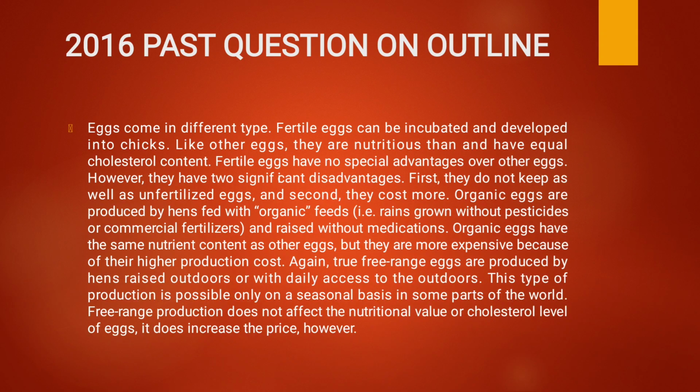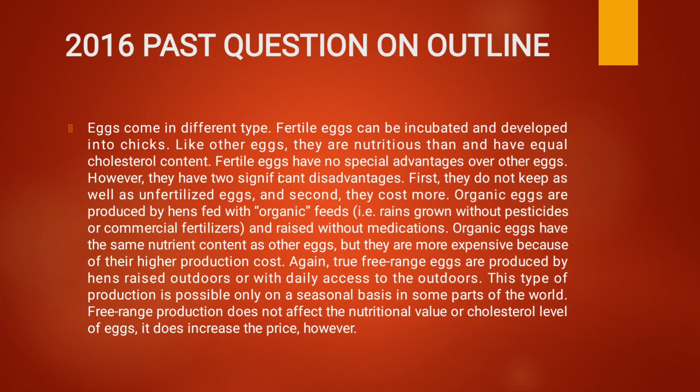Now when you look at this passage, look at the first one. It says eggs come in different types. So I need not read the entire paragraph again to know what the paragraph is talking about. We have already gone through the paragraph. So let us look at the idea of the paragraph. The paragraph starts by saying that eggs come in different types. It means that this paragraph is talking about types of eggs. Agreed?